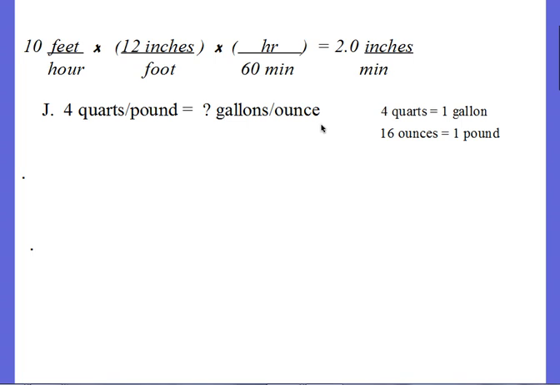Here's a problem for you to do. Change quarts per pound into gallons per ounce. Here are conversions so you can make your names for 1 correctly. Do that. Get the right sig figs here.